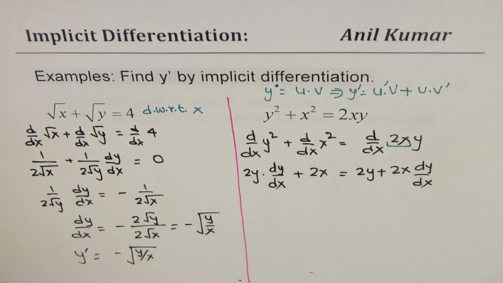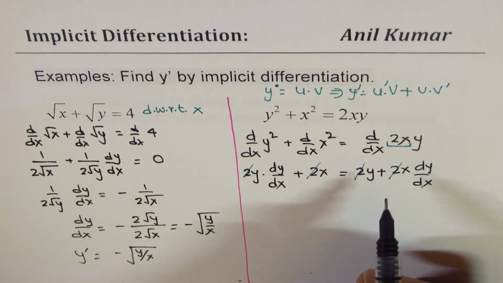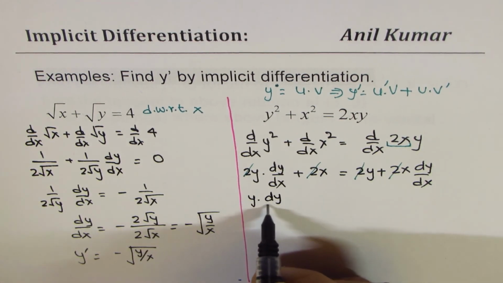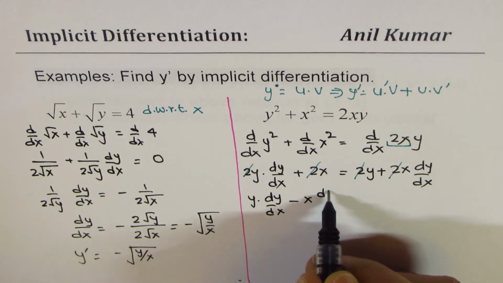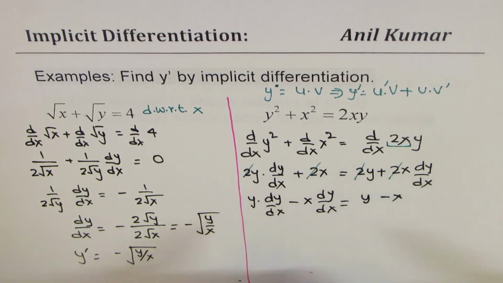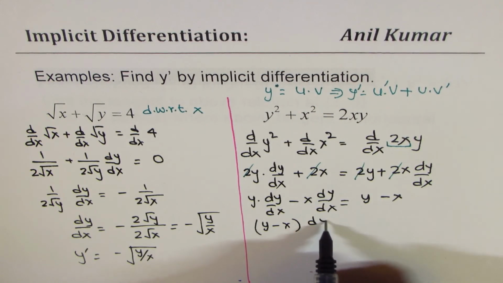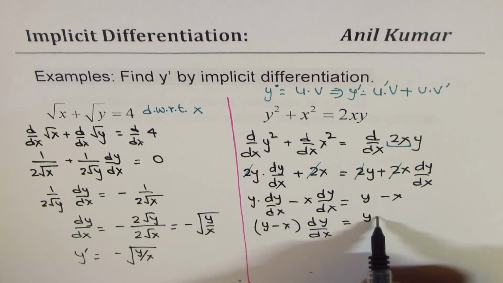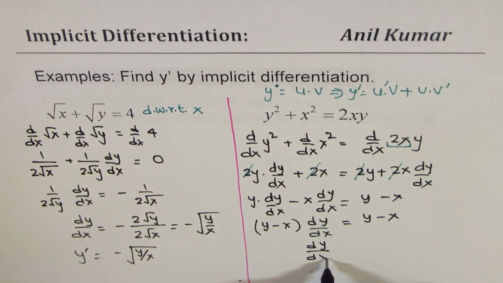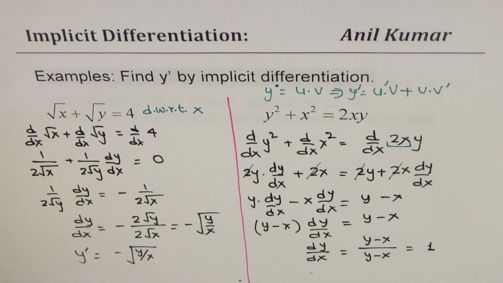Now we can isolate dy/dx, bringing it to the left side. You can also cancel 2's, right? So let's cancel these 2's. Now what do you get? You get y times dy/dx minus x times dy/dx equal to y minus x, okay? Bringing that, dy/dx is a common factor, so we can write this as y minus x times dy/dx equals y minus x. dy/dx in this case is going to be y minus x divided by y minus x, which is equal to 1, correct? So that is the derivative of the function in this particular case.